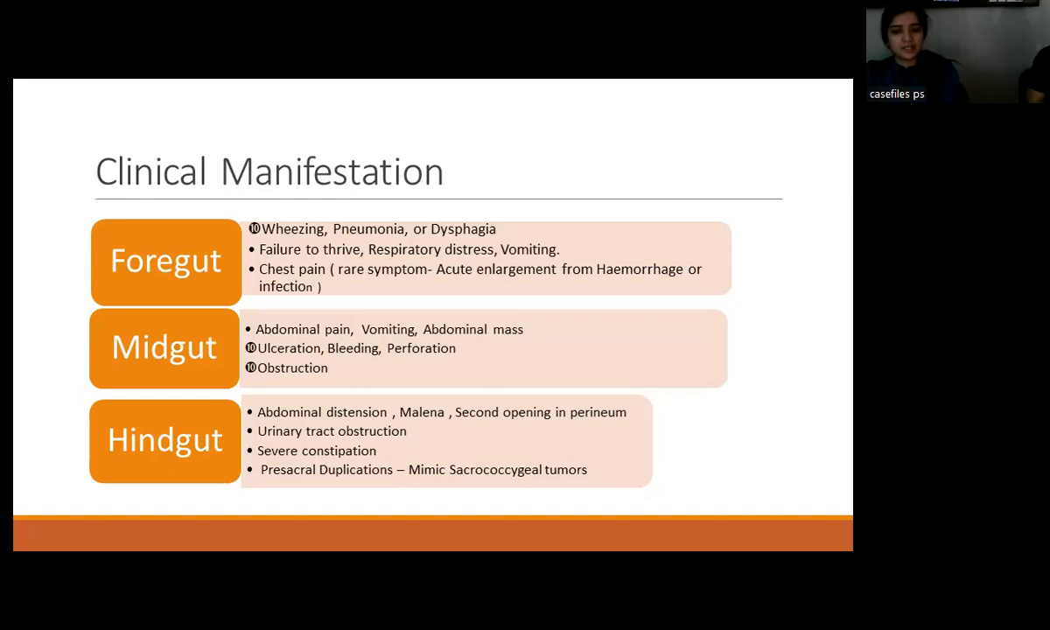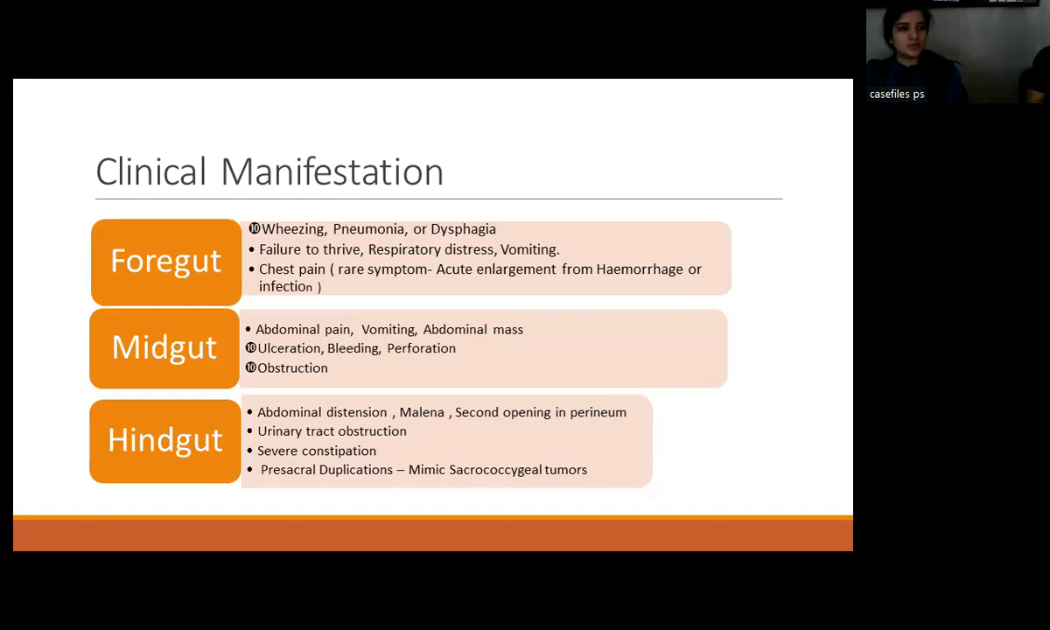Hindgut duplications are a more complex kind of duplication, which can have melena as a presenting finding or a second opening in the perineum. In female patients, these openings can present in the perineum or in the vagina, which can present as a rectovaginal fistula also.